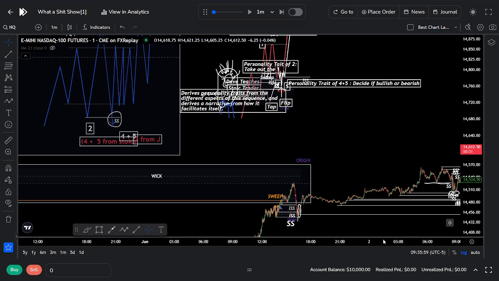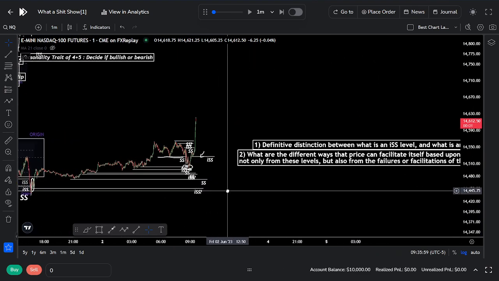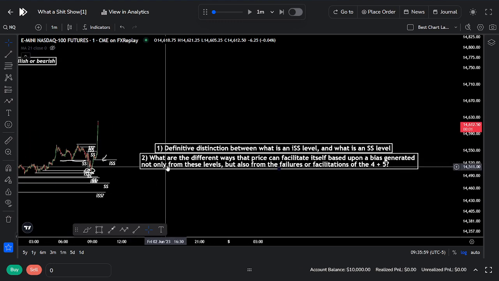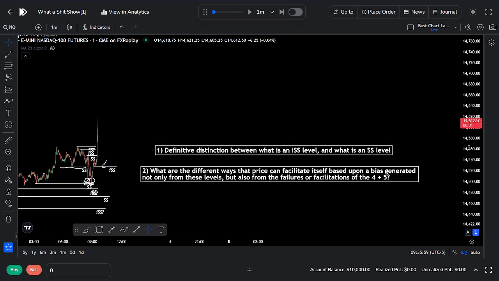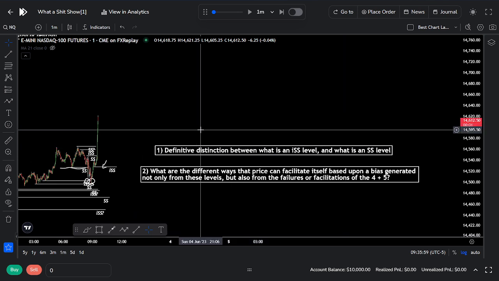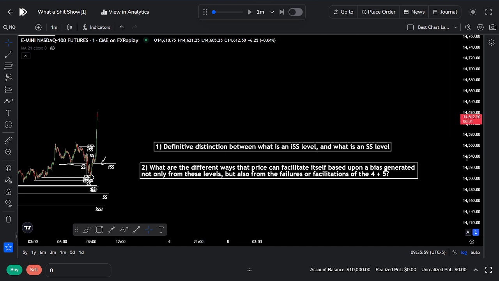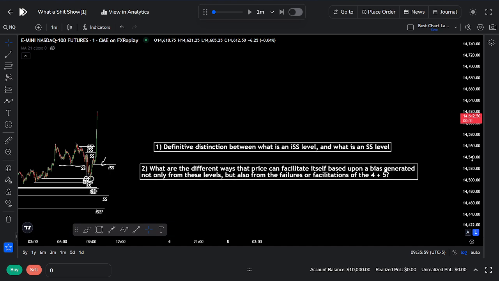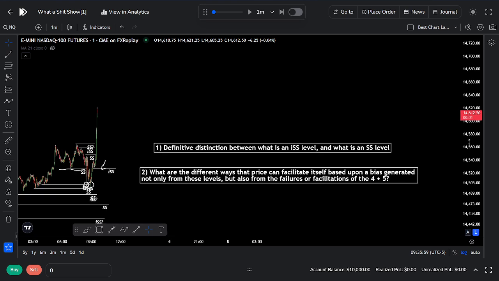So, from this, we have a couple of questions, right? And this is what I'm going to be looking to answer in this backtesting series. For one, the definitive distinction between what is an ISS level and what is an SS level. We understand that the ISS levels are capable of being formed and are only formed on the 5-second and time frames below the 15-second. So that's a clear distinction there, but we want to learn how these look like in the unique ways that they form from even just the 1 minute.